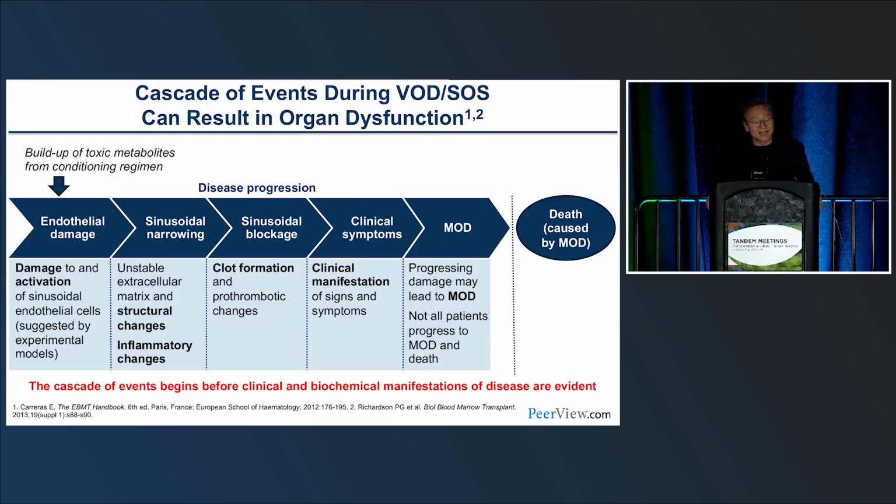The cascade of events which results in organ dysfunction begins very early on with this endothelial cell damage, which activates and damages these cells. These lead to inflammatory changes and structural changes. The clot leads to the clinical manifestations, the symptoms and signs of this disease. And then, depending on where this clotting and damage occurs, it leads to the multi-organ dysfunction that we'll talk about. And obviously not everybody progresses on to multi-organ dysfunction or death.